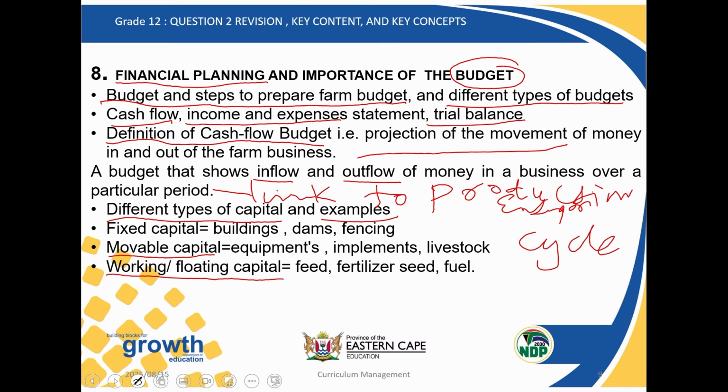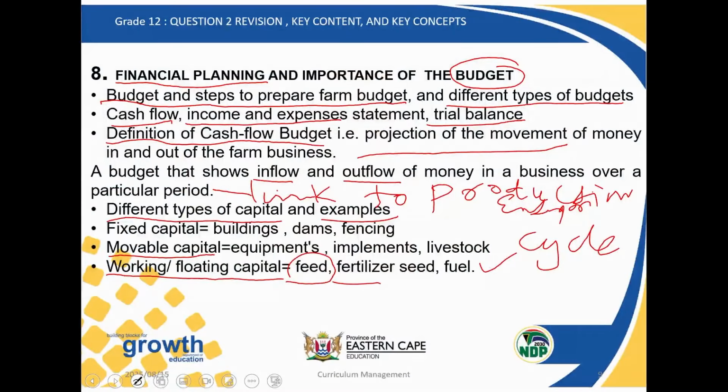For example, when we talk of fixed capitals, you should be knowing this by now. We're talking about the dams here, the fence, as well as the buildings. Movable capitals, we're talking about the equipment, the tools, the implements, the livestock that we want to use to maximize production. When we talk about the floating capital, that is your animal feed, your fertilizers, your fuel, those that are consumables on a daily and weekly basis.